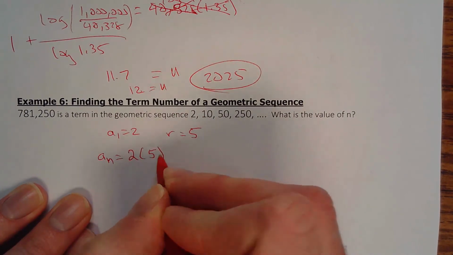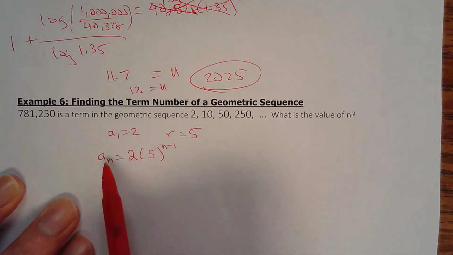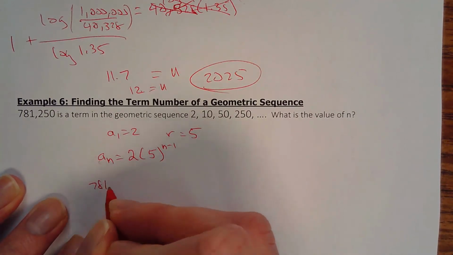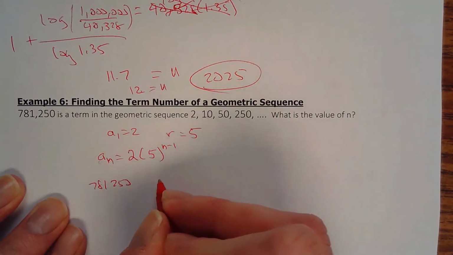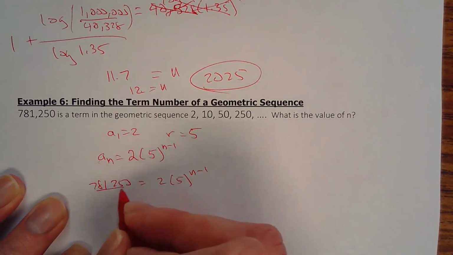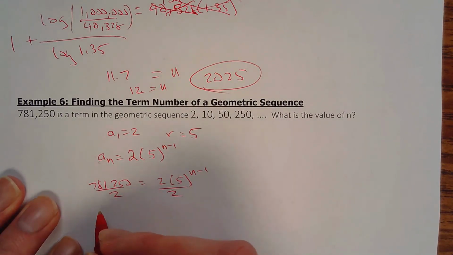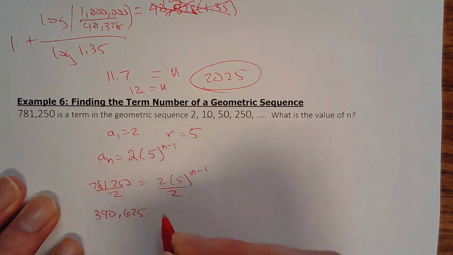2 times the common ratio to the n minus 1. And this is one of the terms, so I'm going to plug that in over here. So 781,250 equals 2 times 5 to the n minus 1. Divide the 2 over. So I've got, and I can divide that, that's 390,625.